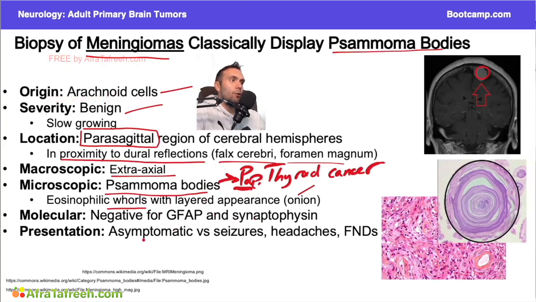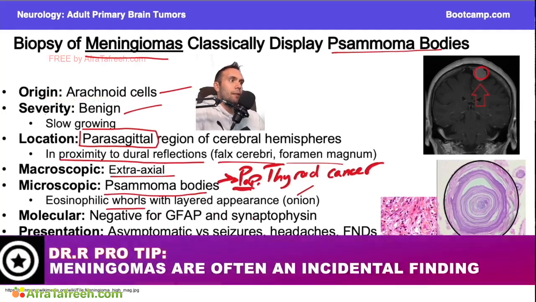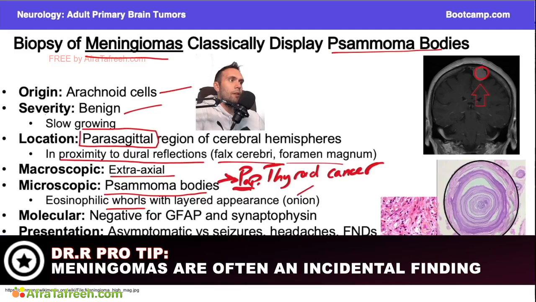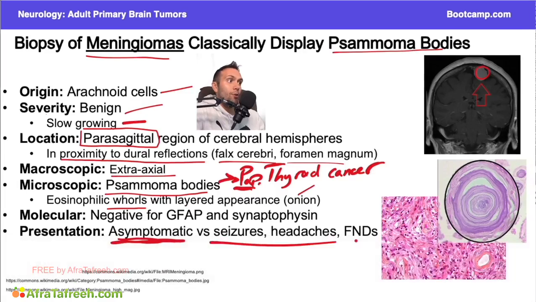Okay, we talked about that earlier. And a lot of these cases can be completely incidental. So the patients might not have any symptoms, and maybe they're getting their brain scanned for some other reason, and they find a meningioma. Very slow growing. And these patients can also present with your classic kind of non-specific symptoms as well.